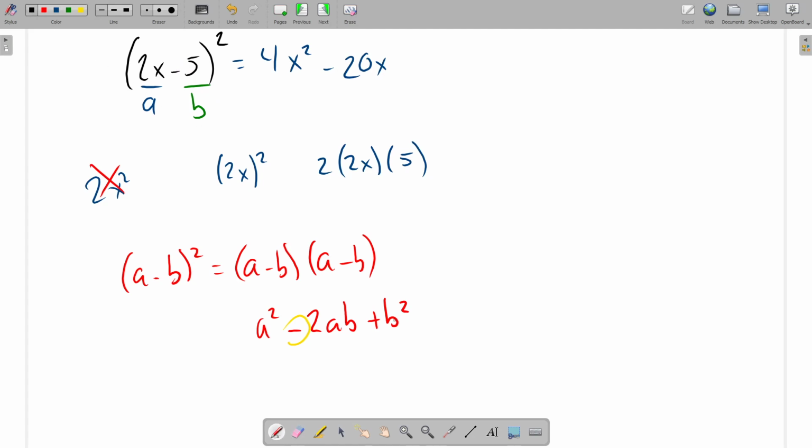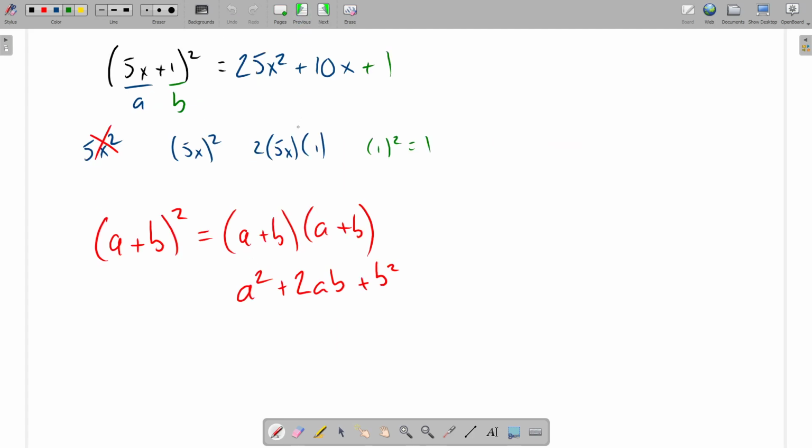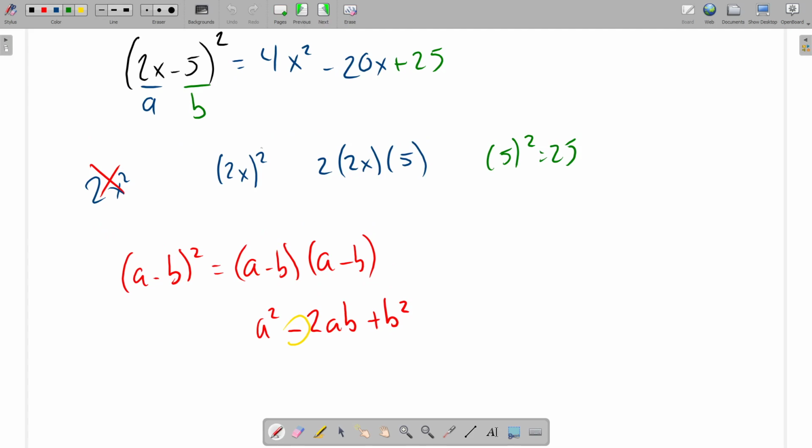And then finally, I have b squared. So b is 5, and 5 squared is 25. Just like that, yet again, using the formula, we get the final answer without having to multiply this out. But let's be honest, if you multiplied this out and you multiplied this previous one out, it probably wouldn't take you as long as doing this. Maybe it would take you the same length. Maybe doing this is just a little bit quicker.